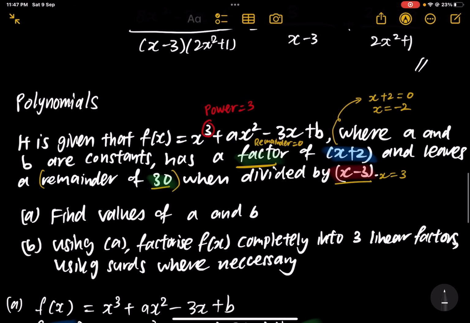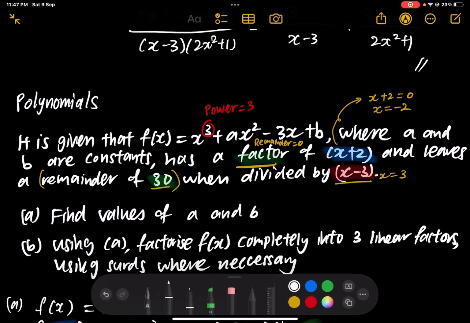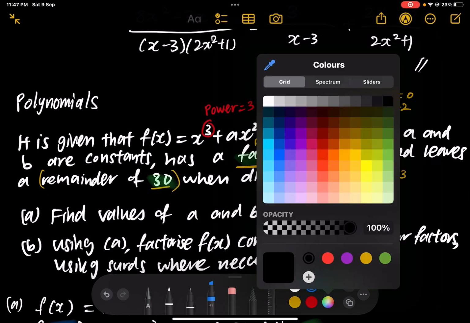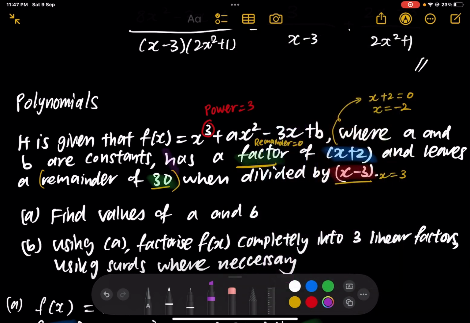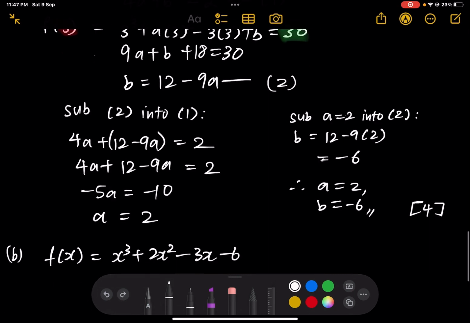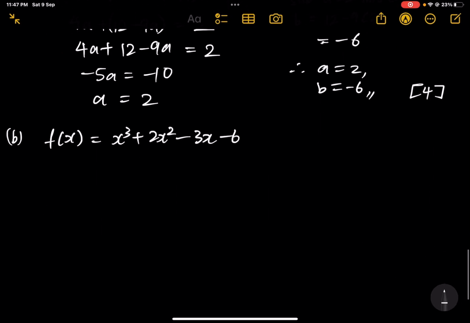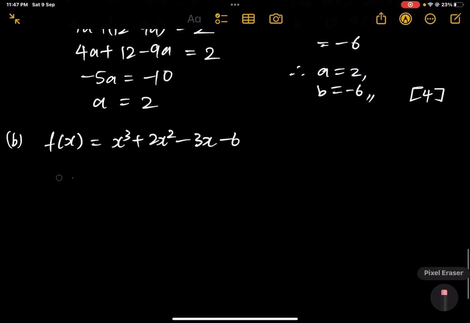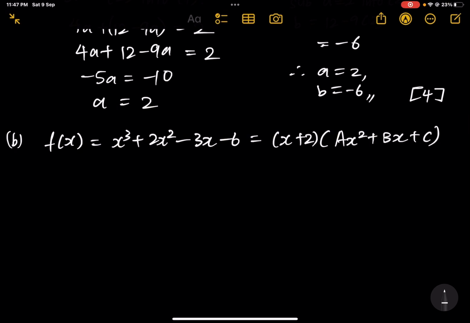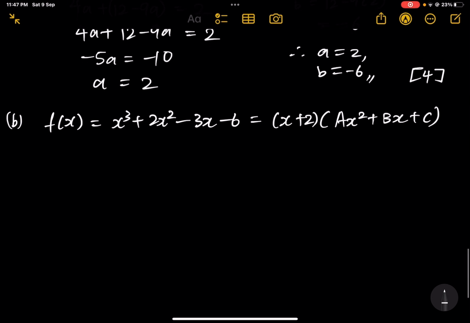Now, in my question, it is said that f(x) has a factor of x plus 2. So we can use this to our advantage. I know that f(x) equals x plus 2 times a quadratic, because it's a factor, right? Then I'll put it into a general form. Now I have to find my unknowns a, b, and c.